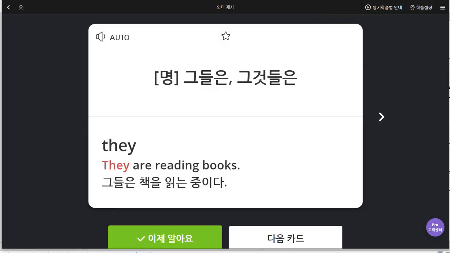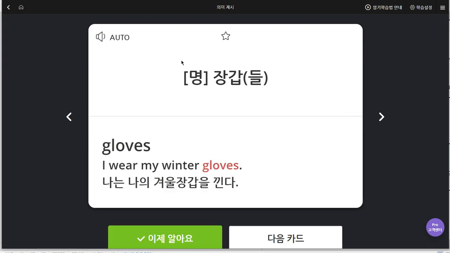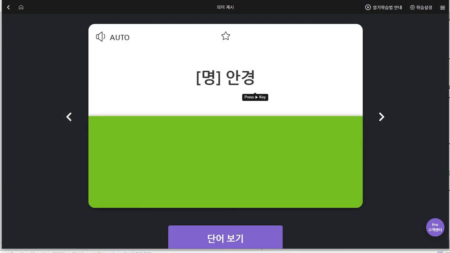네. 그래서 그들은 그것들은 day죠 day. Okay, They are reading books. 그리고 그다음에 장갑들. Gloves. 여기 명이라고 써 있는 건 이건 무슨 시란 뜻이에요? 이름 시란 뜻이죠. 그래서 나는 입습니다. 나는 착용합니다. I wear. 나의 겨울 장갑을. Gloves. I wear my winter gloves.